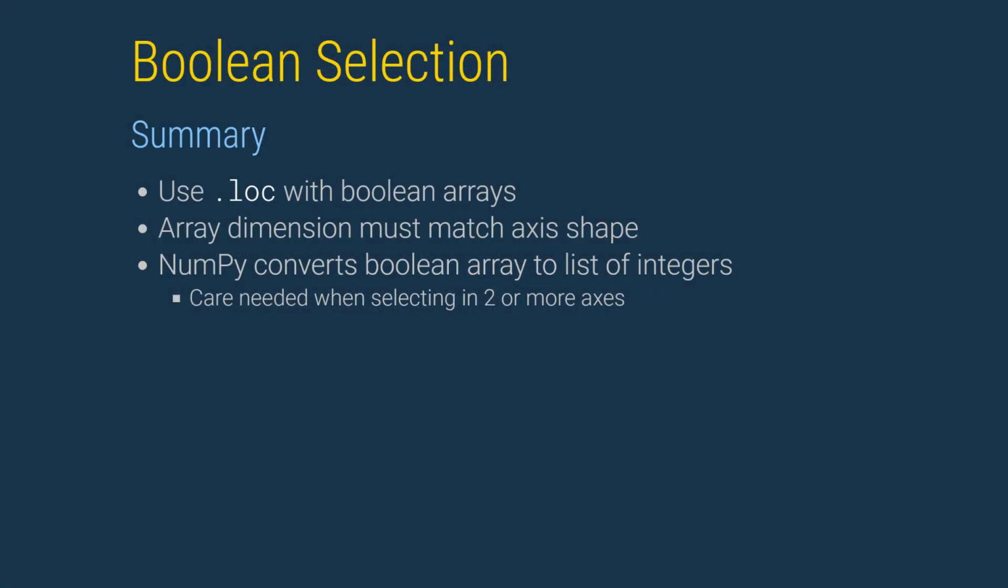Boolean selection in Pandas DataFrames and series uses loc. The dimension of the array used to select must exactly match the number of elements in the axis being selected. NumPy accepts Boolean arrays in place of integer indices and treats them as such. Care is needed when using Boolean selection or list selection in more than one axis, and it's usually the case that you need to use np.ix_.